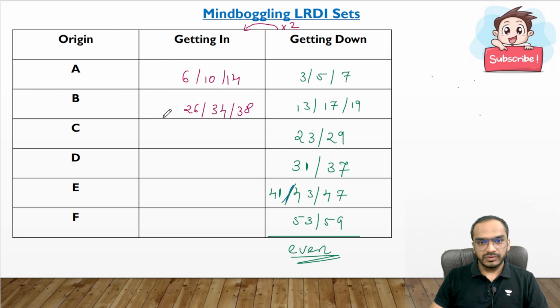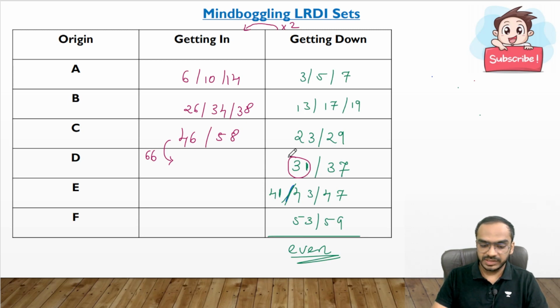Now 26 plus 20 is 46. Double of 23 is 46, this is possible. Double of 29 is 58, that is possible, right? Then for 31, 46 plus 20 is 66. But twice of 31 is 62. We need minimum 66. So the option of 31 is also gone, right?